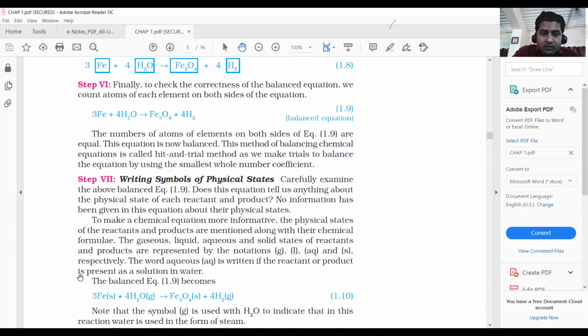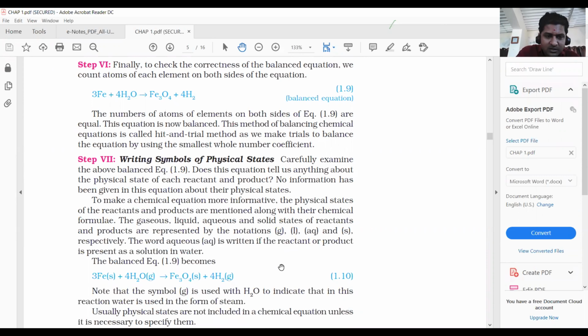So to make the chemical equation more informative, the physical states of the reactants and products are mentioned along with the chemical formulas. The gaseous, liquid, aqueous, and solid states of the reactants and products are represented: g for gaseous, l for liquid, aq for aqueous, and s for solid. They are written this way.